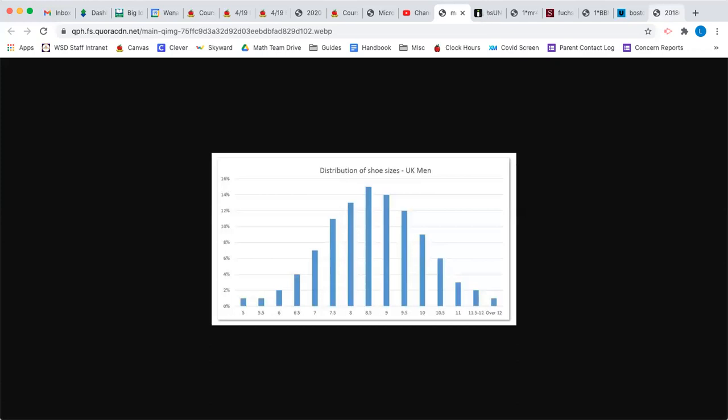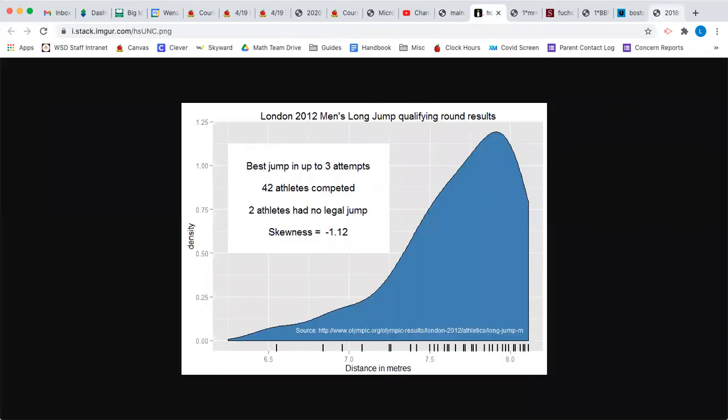Now, if we go ahead and look at our next graph, this is the men's long jump qualifying round results. As you can tell, the skew is already given in this particular example as being negative 1.12, meaning that we have a negative skew, aka it's skewed to the left. So as you can see here, we have a number of pieces of data, and the density essentially represents how frequently something appears. So the higher the density, the more frequently it happened. So it's the best jump on 3 attempts.